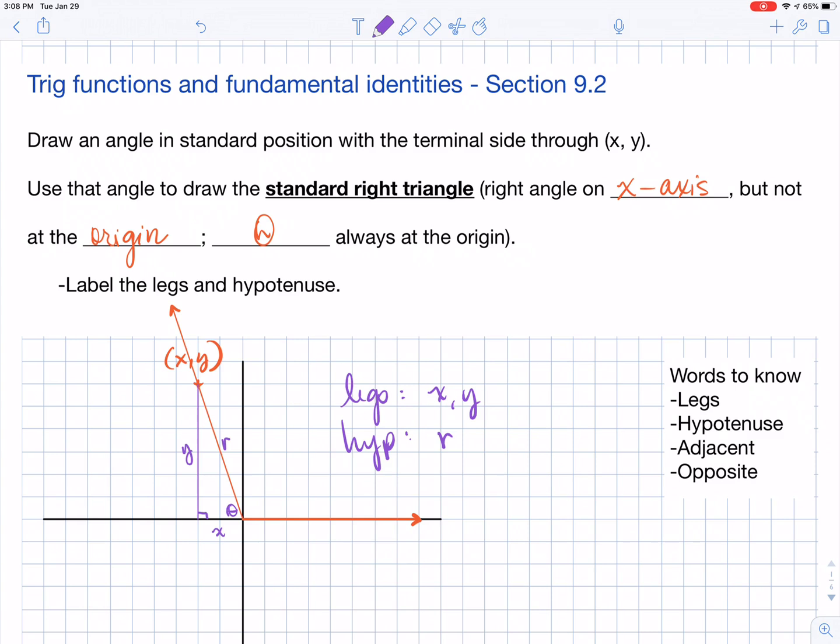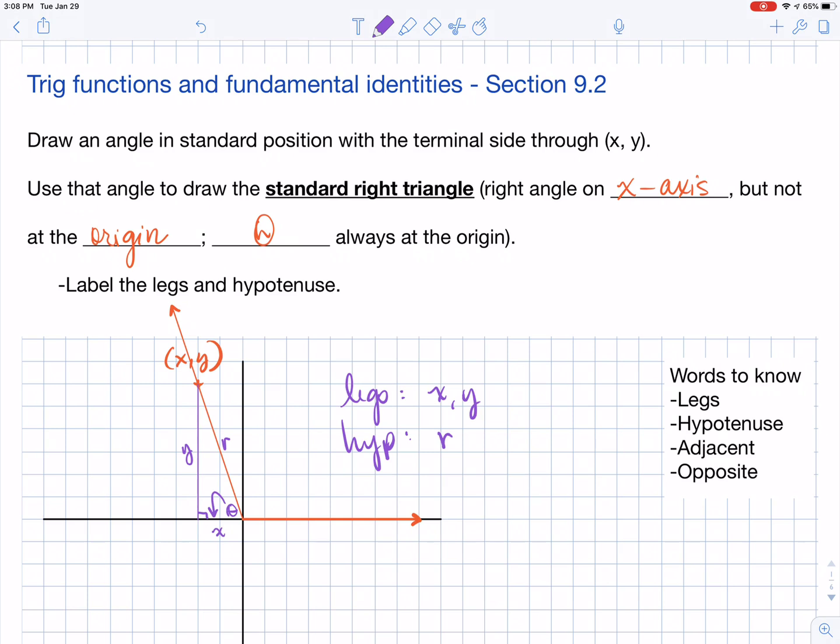In order to talk about adjacent and opposite, I have to focus on the angle. So pick an angle. In this case, let's pick theta, which is most commonly chosen. Pick theta and ask yourself which side is opposite the angle theta. So in this case, the side y is going to be opposite my angle theta. If we were talking about adjacent, the side x is adjacent, or next to, my angle theta.